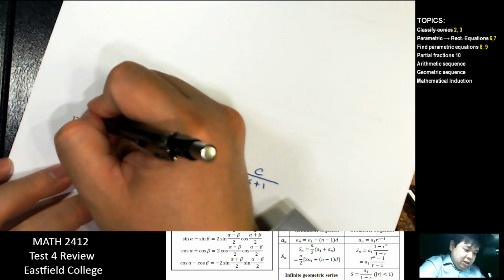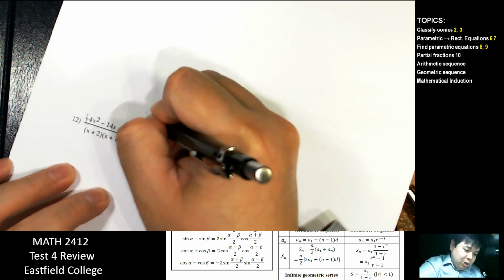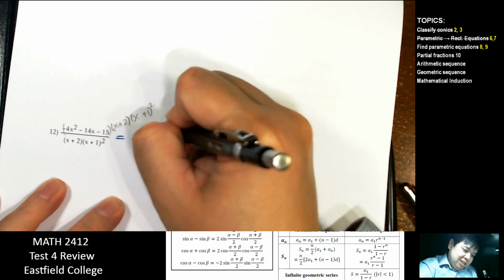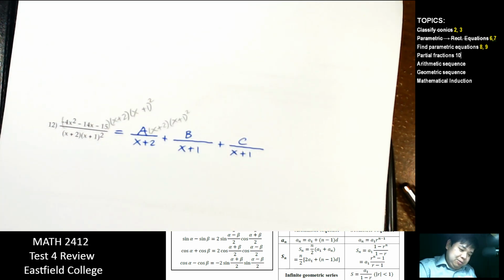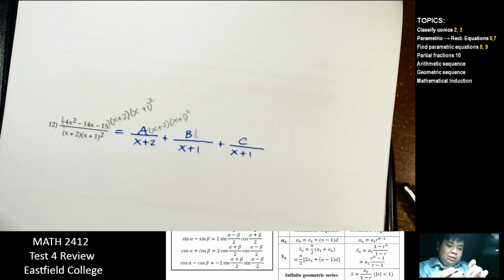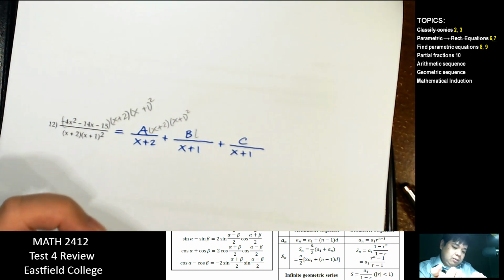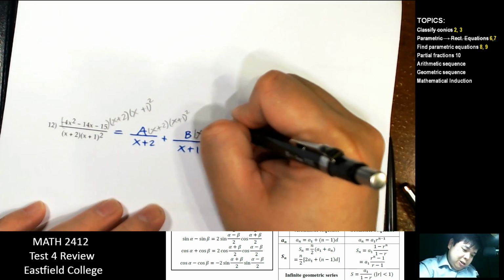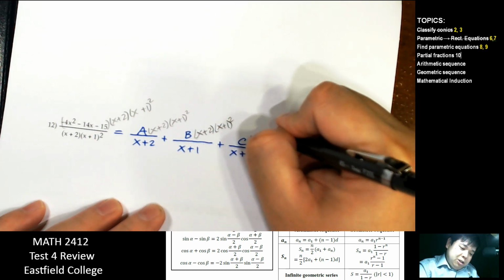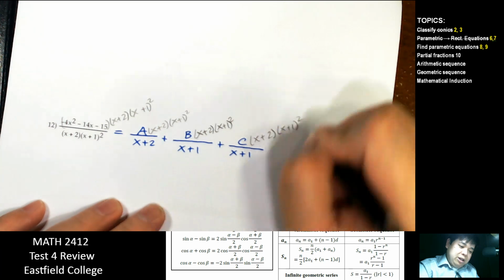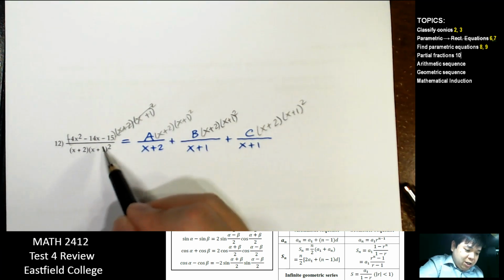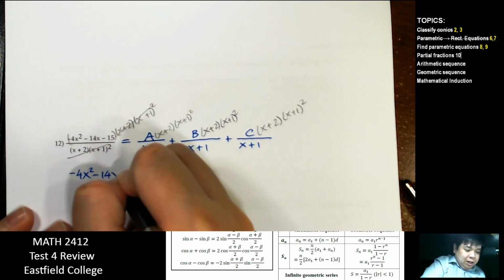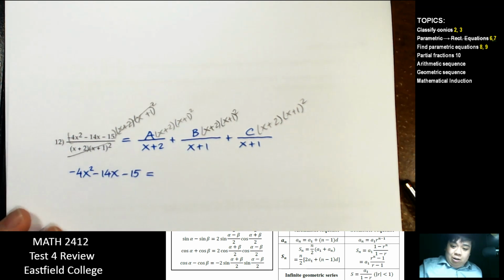We will multiply x plus 2, x plus 1 squared. In that case, we will not miss anything. x plus 2, x plus 1 squared. Right, much better. The whole thing cancels here. Yes, I should have done that in the first place.